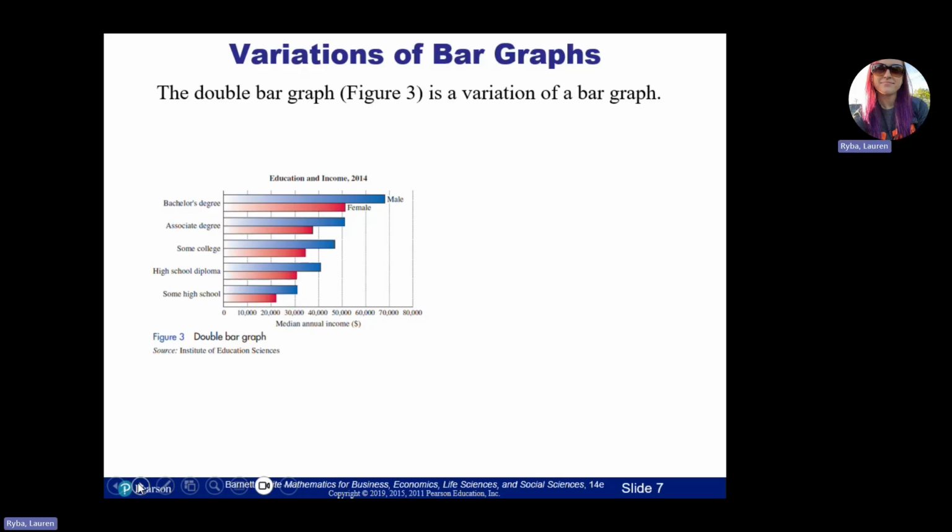You may also see double bar graphs, and those are used when you want to graph and compare two different groups' responses. So this graph shows how many males and females there are compared to their median annual income for male and female based on their degree. So if you have a bachelor's degree, you can see where the female average earns and where the male average earns. And associate's degree, you can see where the females earn on average and where the males earn on average. Average being in terms of median average, not mean average.